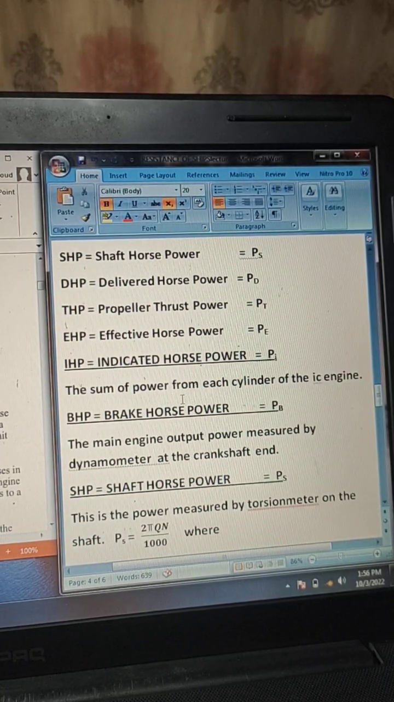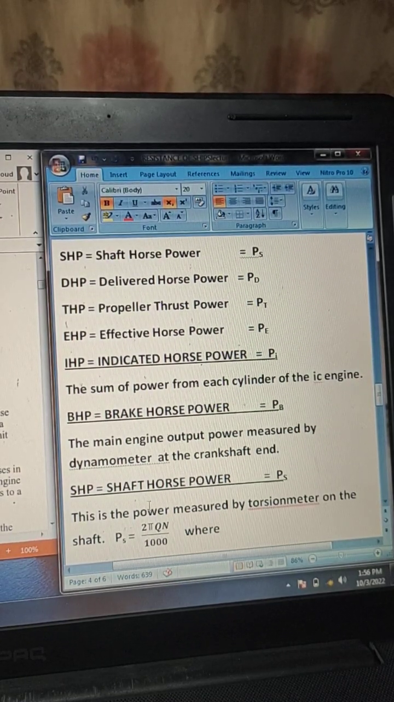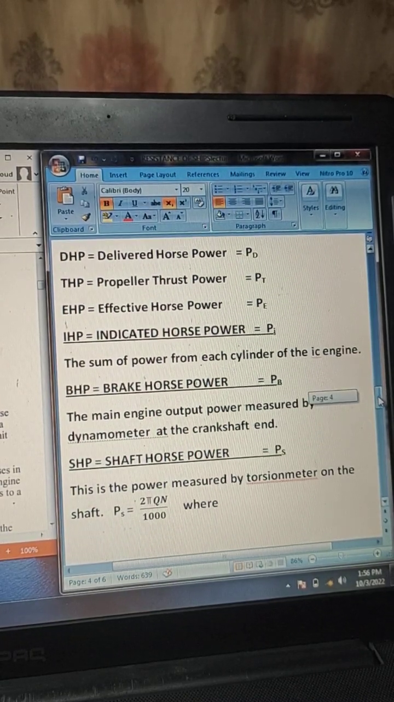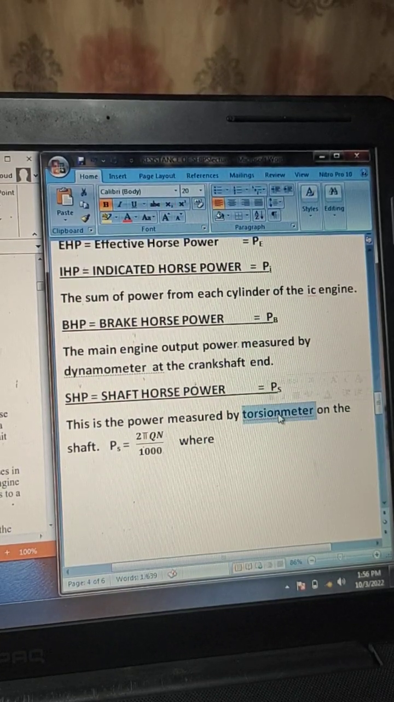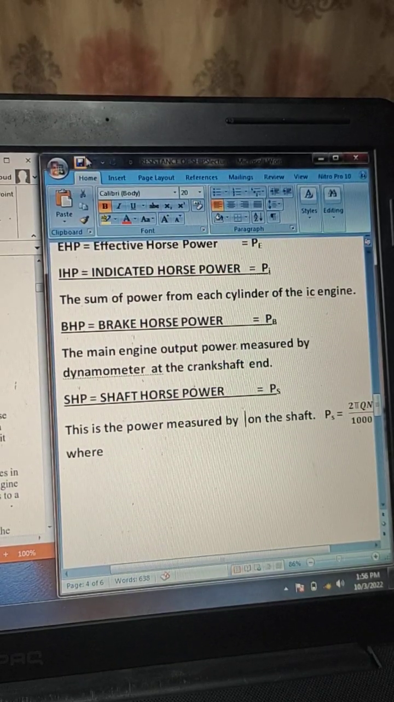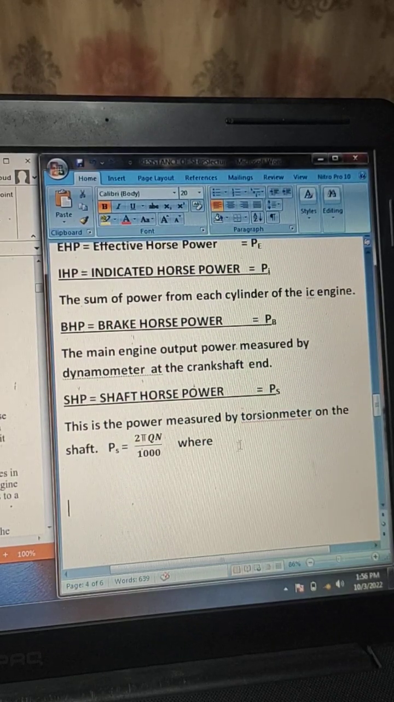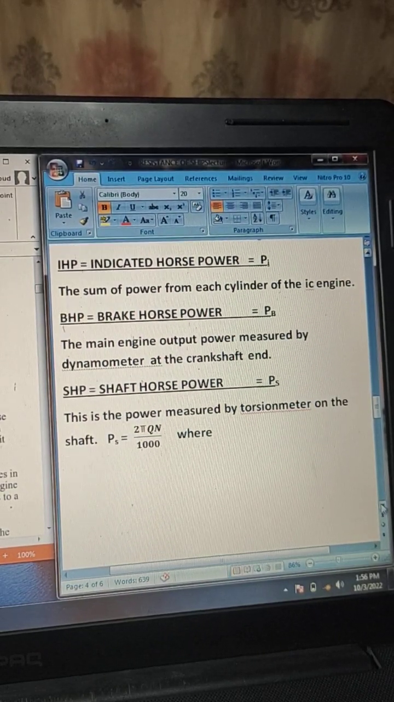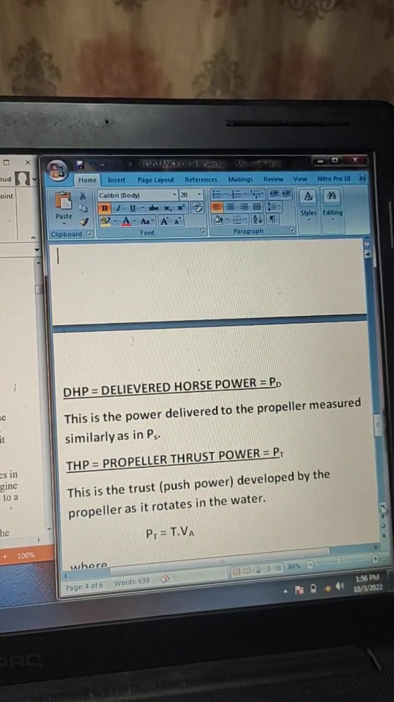So you can see here, indicated horsepower is measured at each cylinder. Brake horsepower is measured by the dynamometer at the end of the crankshaft. Then we have the shaft horsepower measured by the tensiometer, the torsion meter on the shaft, given by this formula. Okay, then we go up again. We see the delivered horsepower.